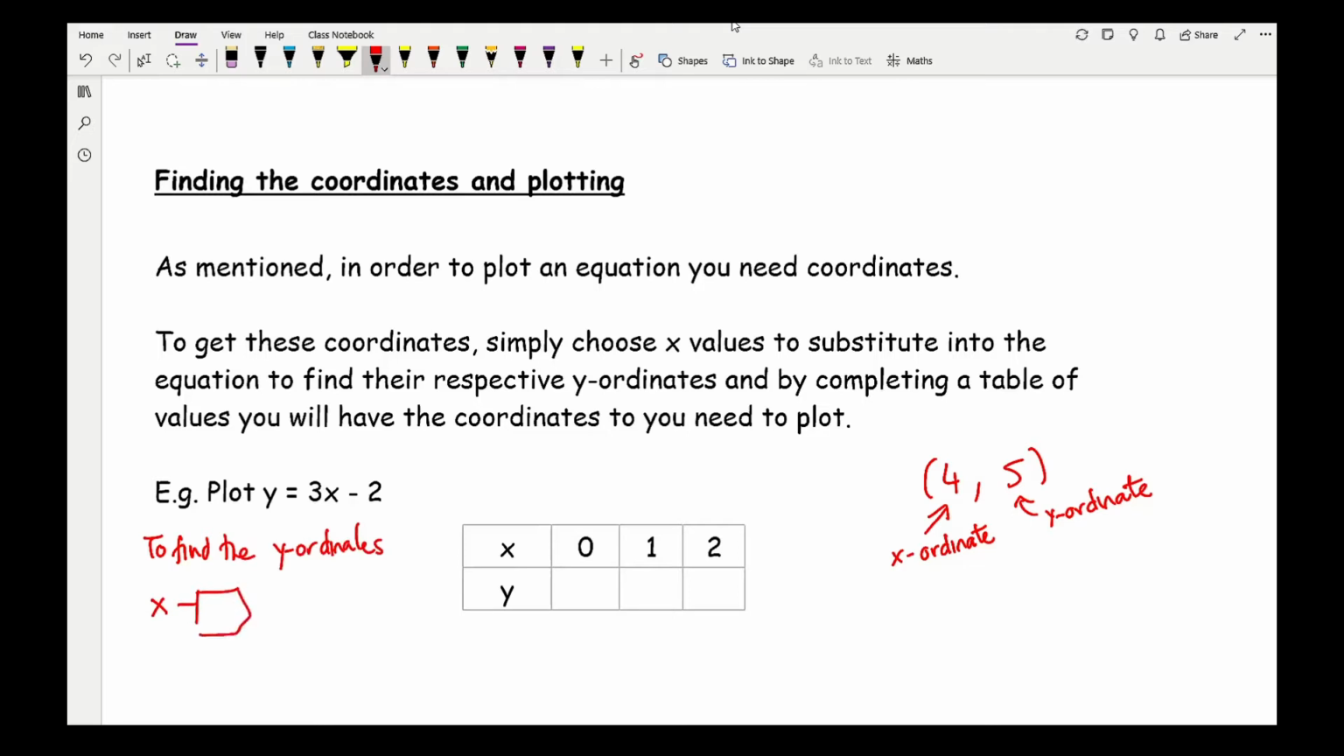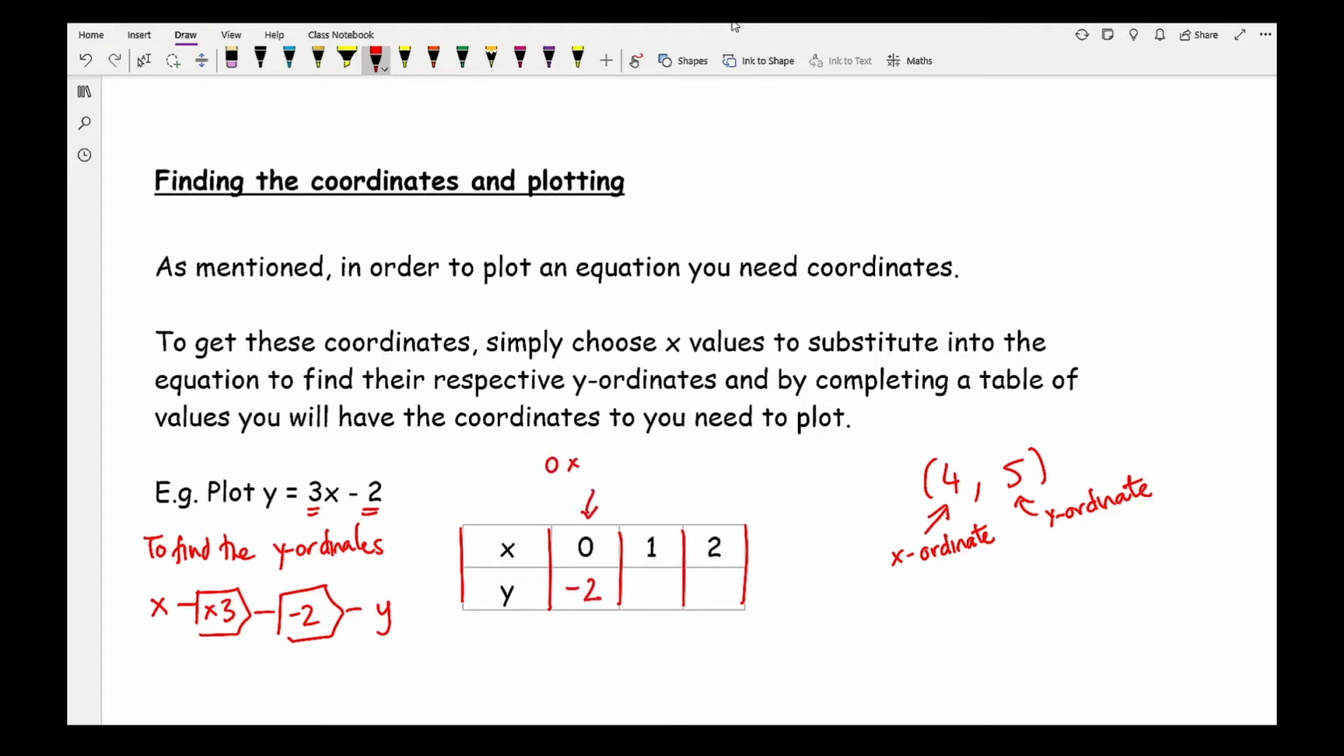I'm going to multiply it by 3 because that's where the 3x comes from. And then I'm going to take away 2, and that's from the -2. And that's going to give me my y values. So looking at this, and this is one of the reasons why we deal with small numbers. So 0 times 3 is 0. Take away 2 gives me -2.